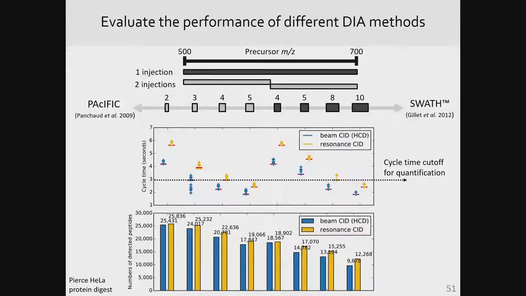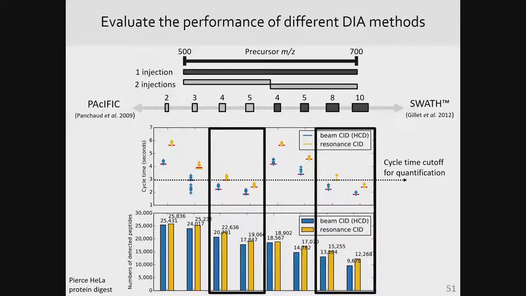If you think about it, a cycle time of about 3 seconds would be your cutoff for what you'd want to consider for quantitation. That basically left us with multiple injections at either this 3 or 4 mass to charge isolation window width, or 8 or 10 mass to charge for a single injection. The big difference, of course, is that as the isolation window gets much larger, the number of things that you can detect shrinks quite substantially.